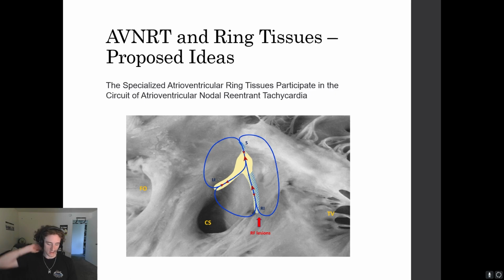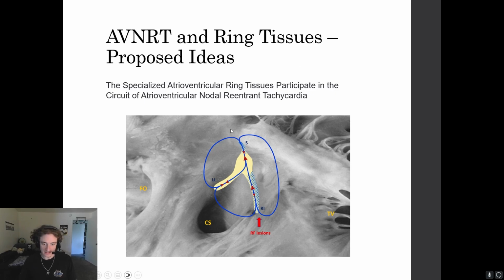To begin talking about this, we see this figure right here. So what do we see? For reference, we see the tricuspid valve right here. We see the septal leaflet, the coronary sinus, and the fossa ovalis. So we're looking through the right atrium. And what is this area? We've talked about this. This is the money area. This is the triangle of Koch. I looked it up. It's Koch, not Coach.